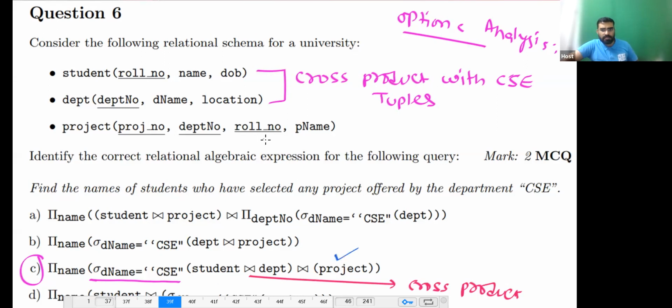After that, you are doing this natural join. This natural join will happen based on what? Based on roll number, comma, department number, both of them. This natural join will happen based on roll number and department number, right? Is this clear, Ekta? So finally, this natural join will happen.